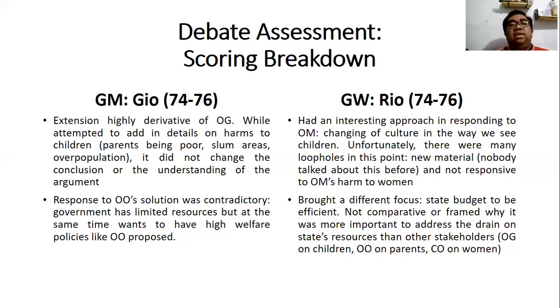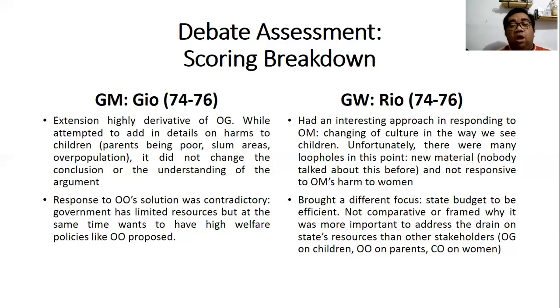The second reason is we felt that Government Whip brought a different focus, which is that we needed to talk about state budget and how it needed to be efficient. The problem here is that it was just simply not comparative. They never framed why it was more important to address the drain on state resources than other stakeholders.